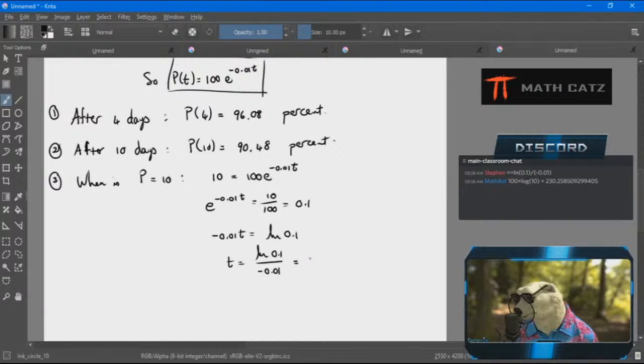And we get 230.26, let's say. So T is in days, right? So if they are aiming for safe milk at 10% of the radioactive substance, or the radioactive substance decreased to 10% of its original amount, then it'll take around 230 days.